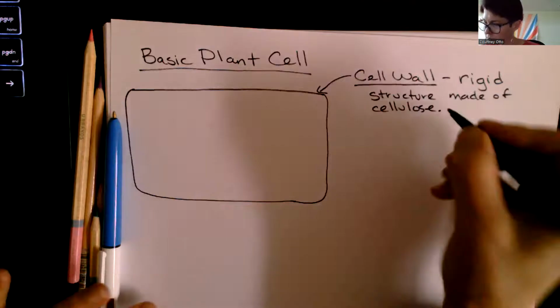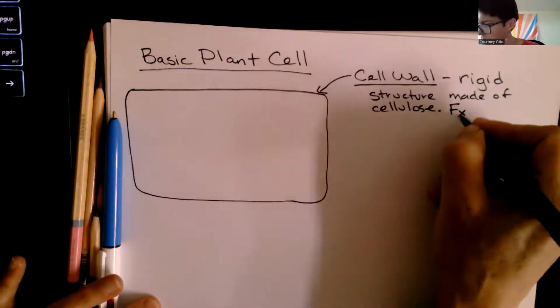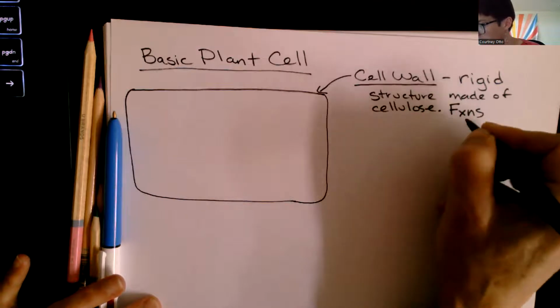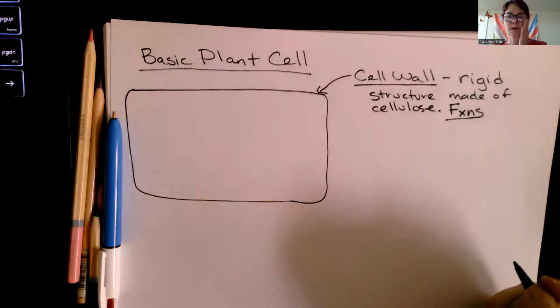This is a rigid structure. I'm going to abbreviate the word functions here, just FXNS. I'll try and always explain what my abbreviations mean, but if I ever don't, please ask me.